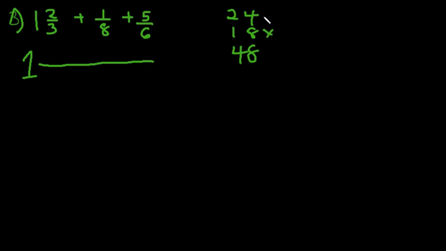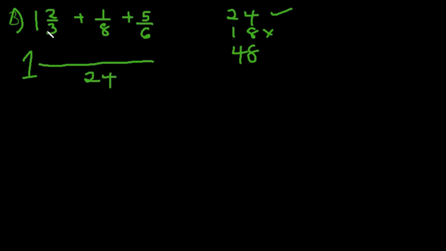We move to the next one, which is 24. 3 can go in 24, that's possible. 8 can go in 24 without remainders, and 6 can go. So we choose this, we don't have to move to 48. So our lowest common multiple is 24.